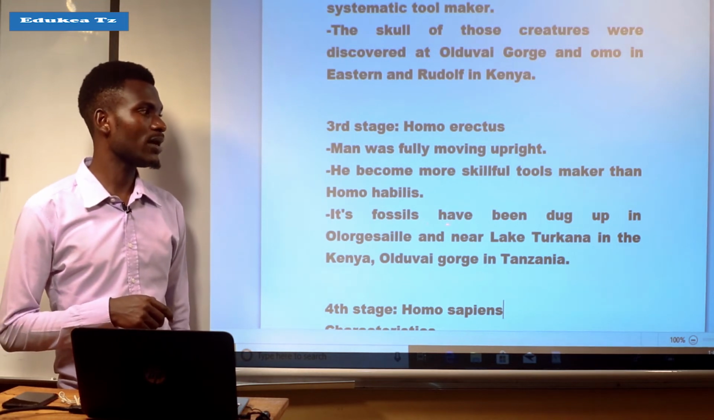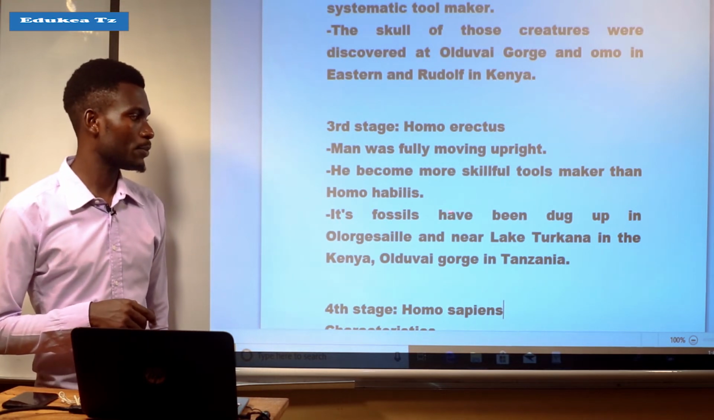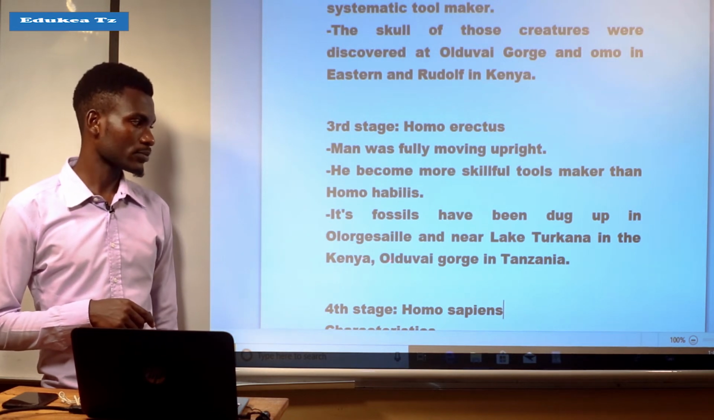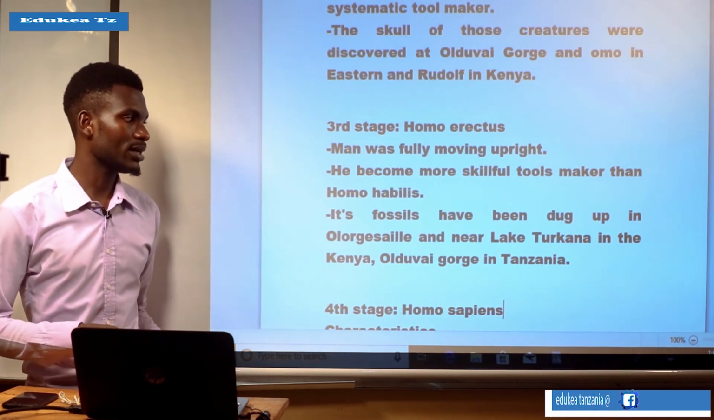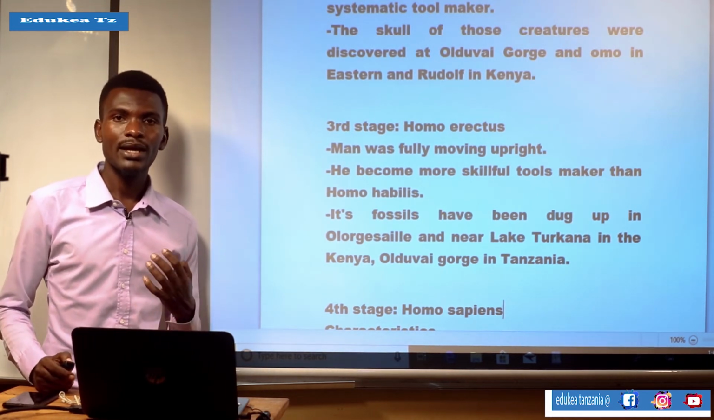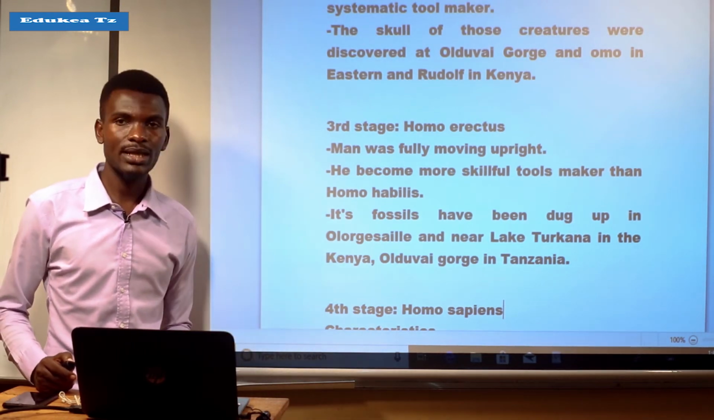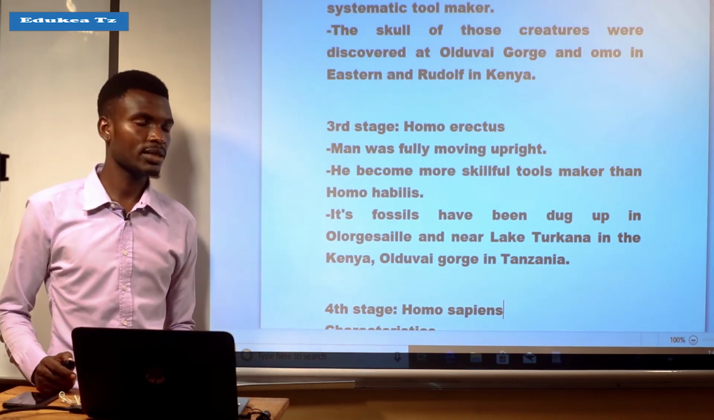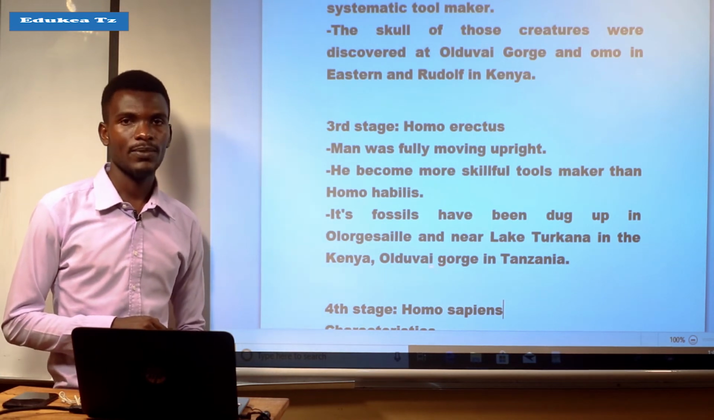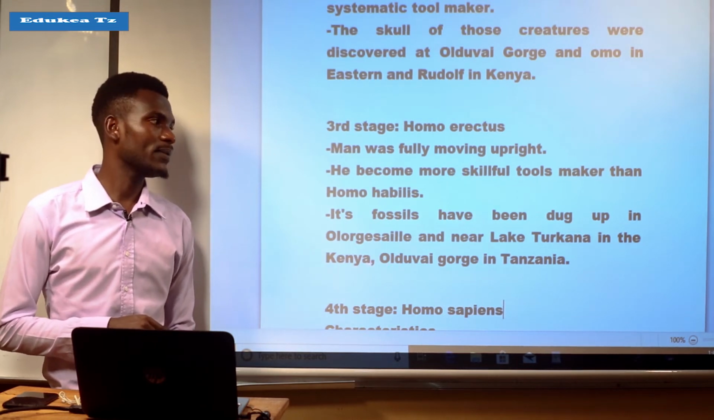His remains were first dug up in Orogesailie and near Lake Turkana in Kenya, and at Olduvai Gorge in Tanzania. It means that the fossils of Homo erectus have been dug up in Orogesailie and near Lake Turkana in Kenya, as well as Olduvai Gorge in Tanzania. This is the place where the skulls or the remains of Homo erectus have been dug up.